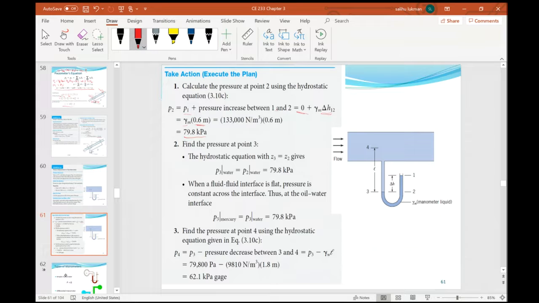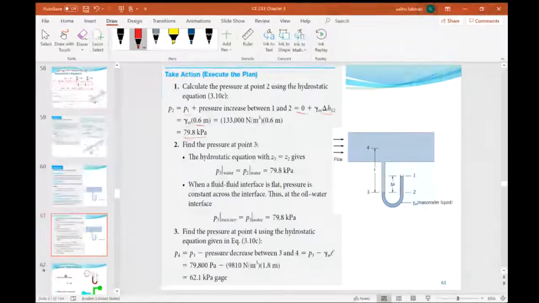Find the pressure at point 3. By the hydrostatic equation, with Z2 equal to Z3, the pressure is the same for P2 and P3. Then P4: you just substitute P3, since the pressure decreases between 3 and 4.